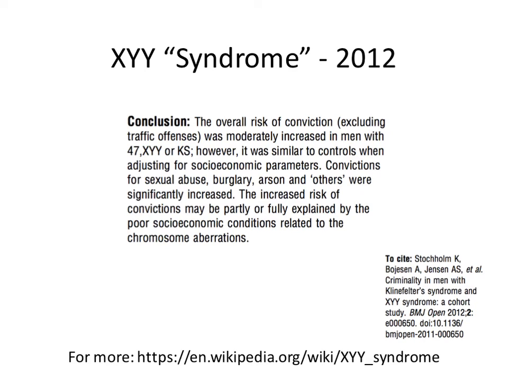So risk of conviction was moderately increased, but was similar to controls when socioeconomics was taken into account. So it wasn't so much whether or not you had an XYY genotype that landed you in prison. There was a correlation, and this is the weirdest part, I think, between whether or not you have sex chromosome aneuploidies and your socioeconomic status. So if you were poor, it seemed like there was a correlation with likelihood of having XO, XYY, XXY, and other disorders of sexual development on the chromosomal end. Isn't that interesting?